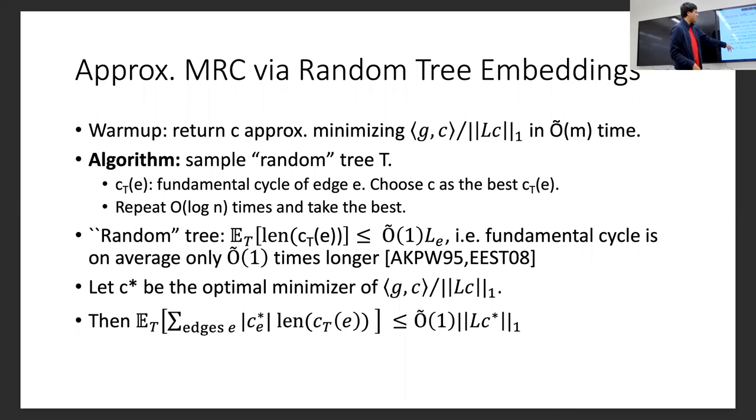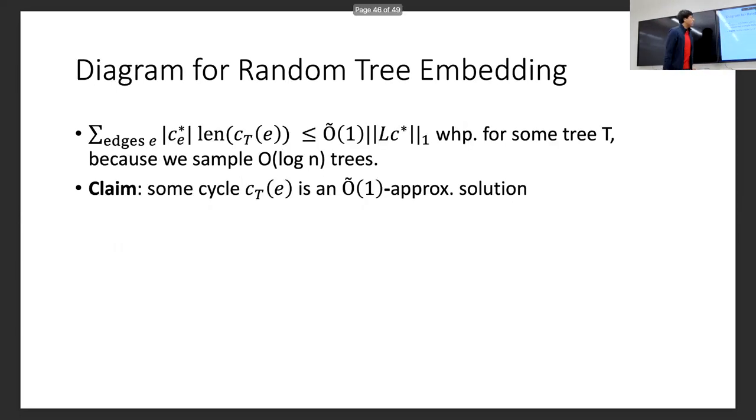The first claim is that the length when I route it into the tree T hasn't gone up by too much. Formally, the expectation over this random sample of the sum over all edges of its optimal amount times the length of the cycle when I route it into T hasn't gone up by too much. That follows by the random tree condition. Now we sampled log n trees, so with high probability the length of routing C star into the tree is only a polylog factor larger. It happens with high probability for some tree because we sampled log n trees.